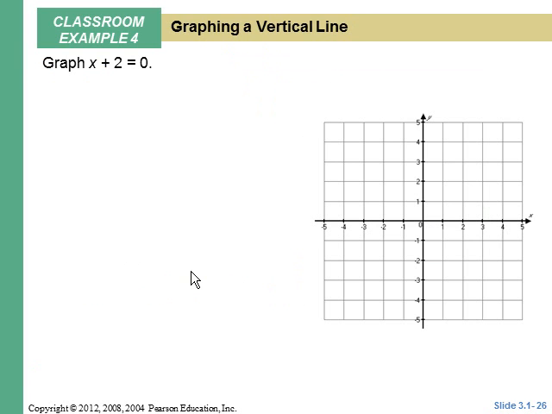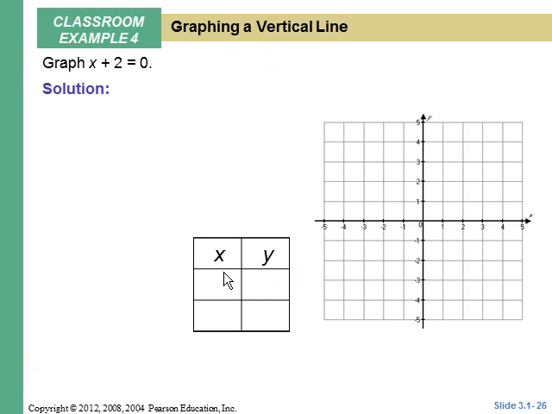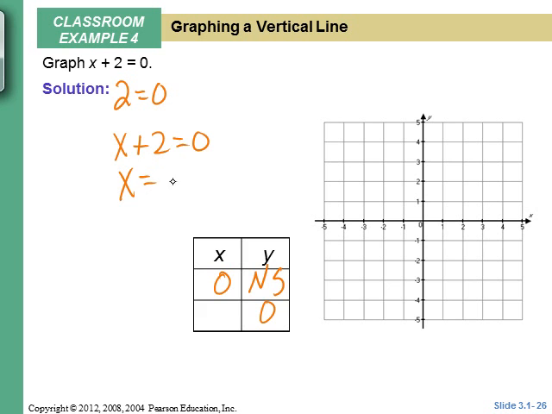Alright, here's another equation with a vertical line. Notice we've got the table of values, x is 0, y is 0. And when we do put in 0 for x, we would get 2 equals 0. There is no solution, correct? Put 0 in for y, you get x plus 2 equals 0, or x equals negative 2. Oops, I did that wrong, didn't I? Sorry about that. X is negative 2.